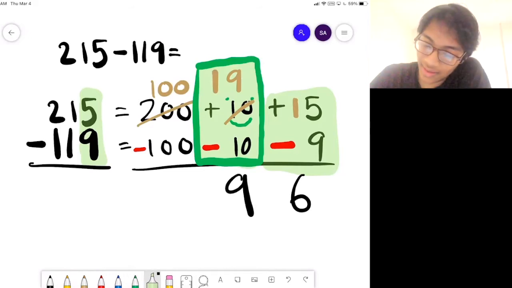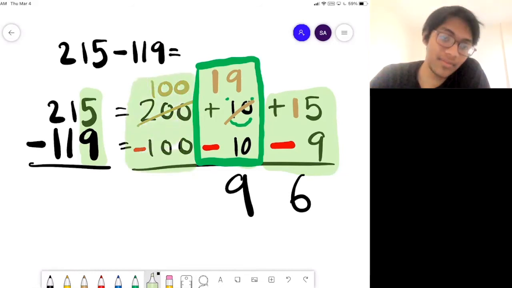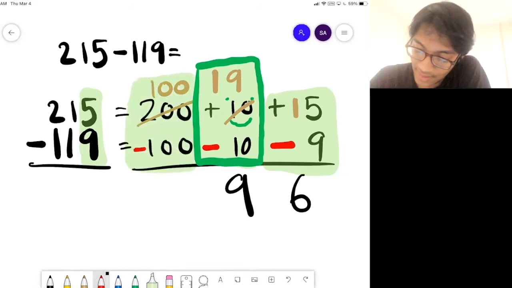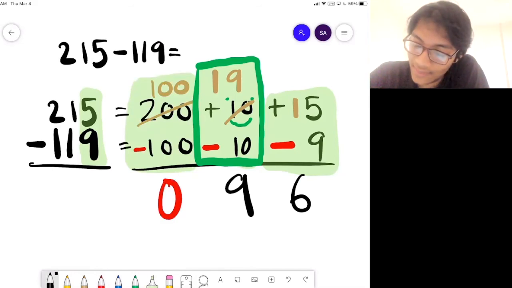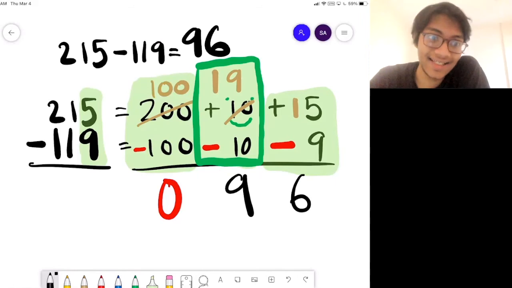And my last column, I have 100 minus 100. Well, 100 minus 100, that's just 0. So 215 minus 119, that's going to give us a good 96.